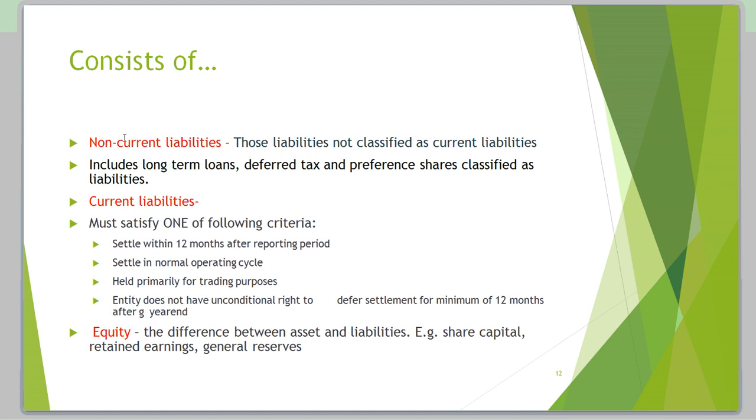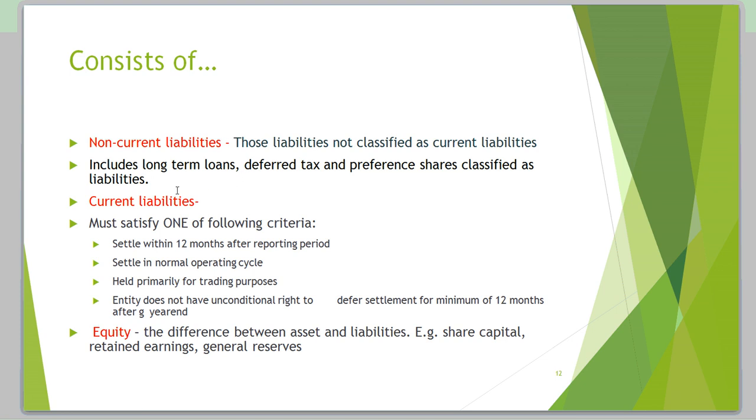Then we also have our non-current liabilities. Those liabilities that are not classified as current liabilities. These are long-term loans, deferred tax that you don't have to know now, and then also preference shares classified as liabilities. So these are all long-term loans and long-term obligations.